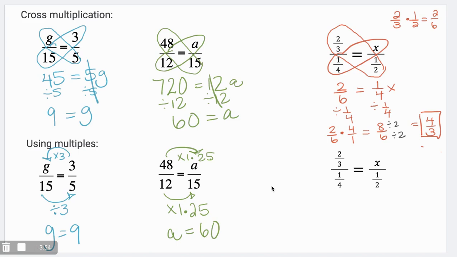If you use multiples, to get from 1/4 to 1/2, we are multiplying by 2. So to get from 2/3 to x, I'm going to multiply by 2. So I would do 2/3 times 2 over 1, and I multiply straight across. That would also give us 4 over 3.